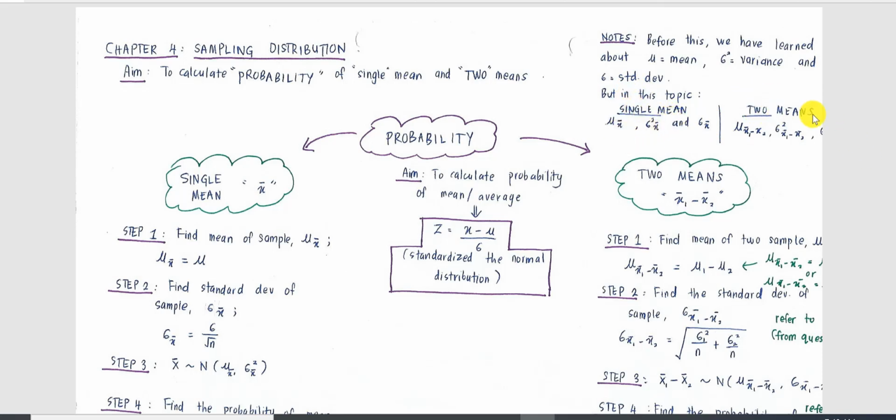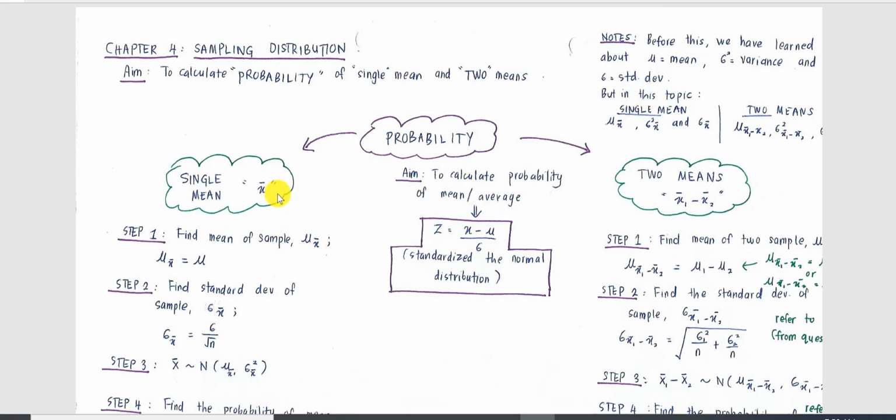But for the two means notation, you will have x1 bar minus x2 bar. It goes the same for the mean, for the variance, and also the standard deviation. You have x1 bar minus x2 bar. So make sure you are clear on this notation.